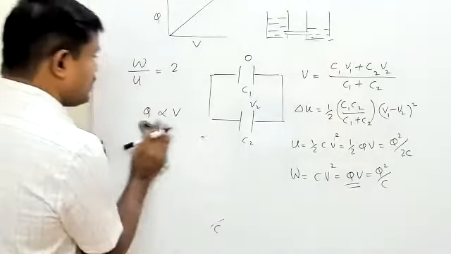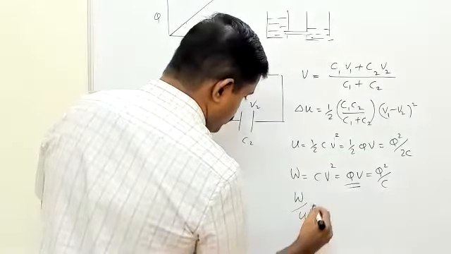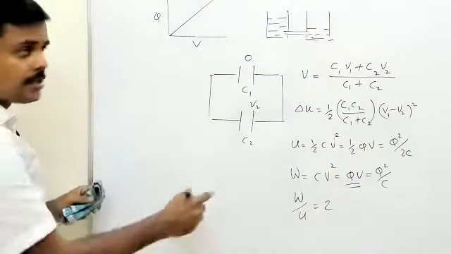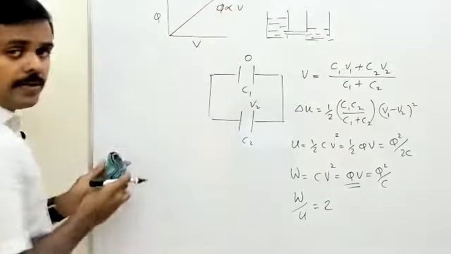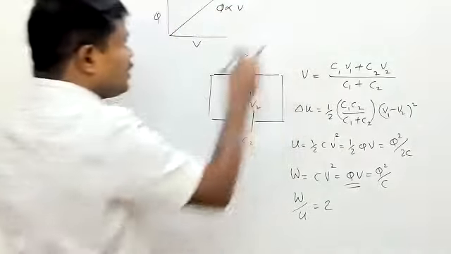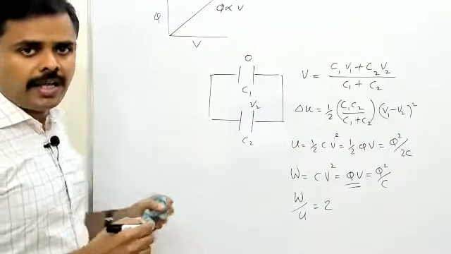What is the slope? I'll draw it here. Okay, so that ratio is important. W divided by Q is equal to 2, that ratio. And then this is the Q against V graph. Q is directly proportional to V. If Q and V are directly proportional, the graph must be a straight line.